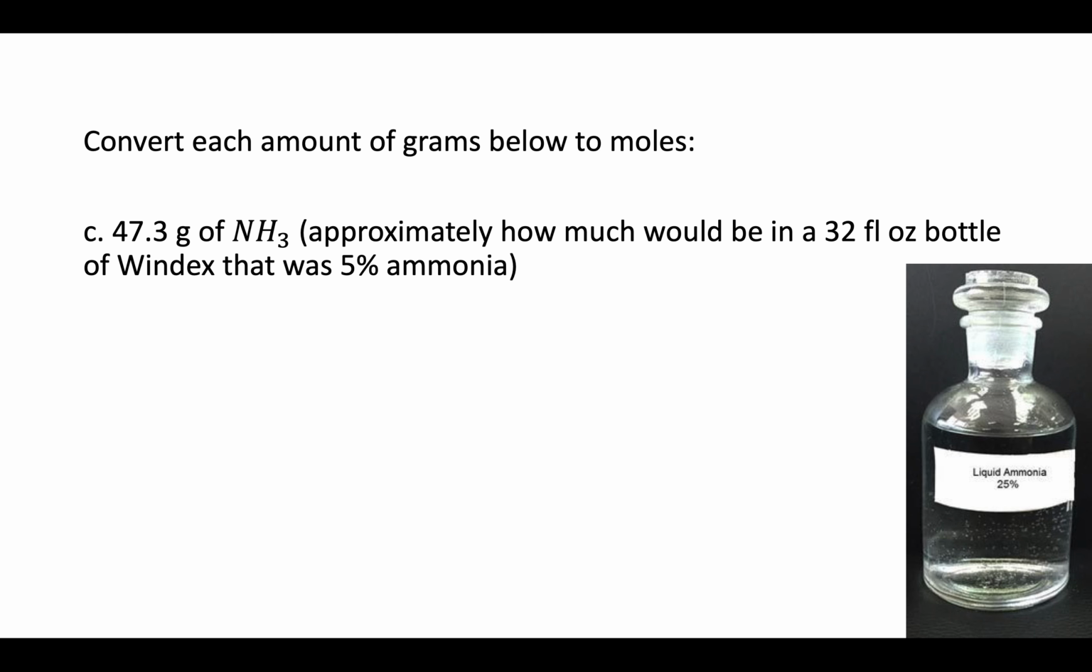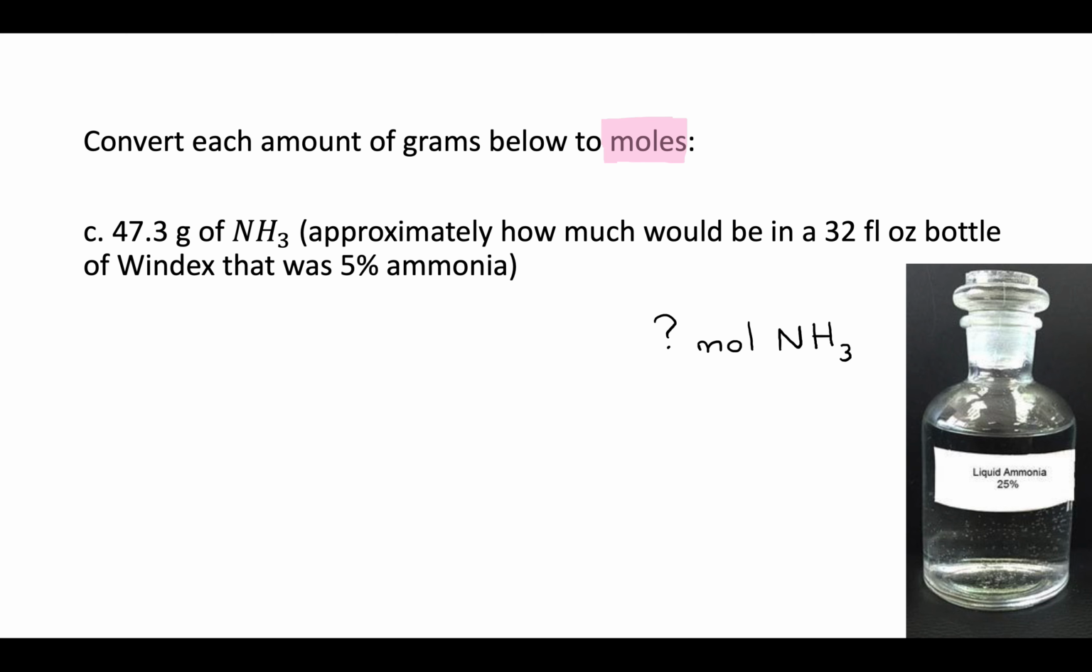All right, how about this? It's asking us to convert 47.3 grams of NH3, which is ammonia, to moles. Now that's about the amount of ammonia that you'd have in a bottle of Windex. Okay, so how many moles of ammonia are in a bottle of Windex? Windex is a mixture, it doesn't just have ammonia, but that's about how much ammonia would be there.